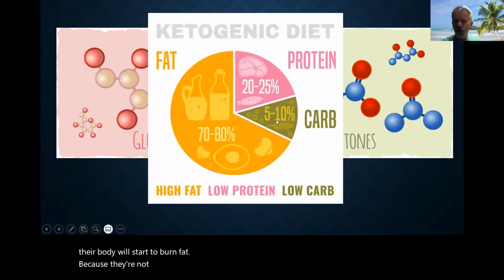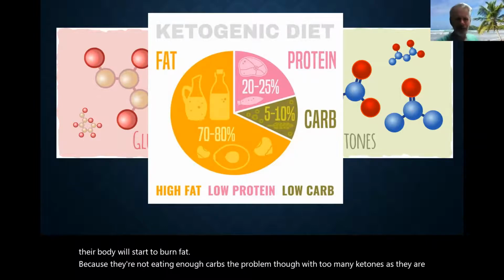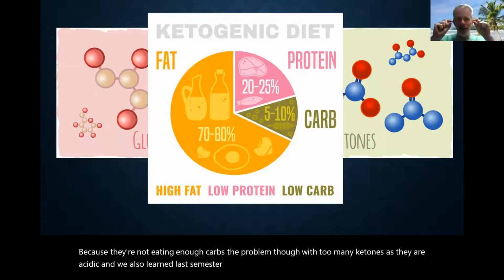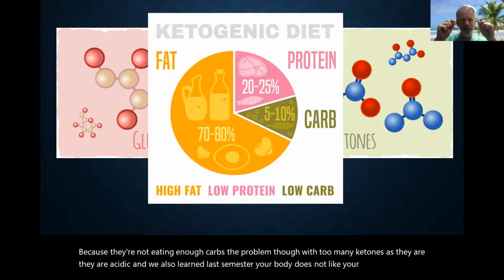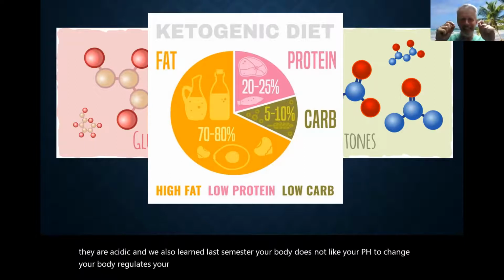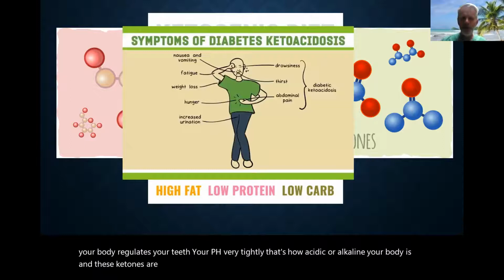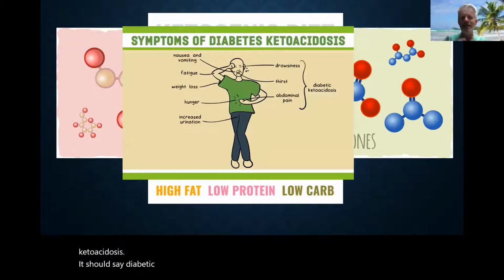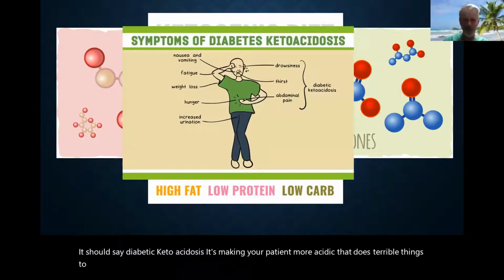The problem, though, with too many ketones is they are acidic. And we also learned last semester, your body does not like your pH to change. Your body regulates your pH very tightly. That's how acidic or alkaline your body is. And these ketones are acidic, and they will create this problem called, it says diabetes ketoacidosis. It should say diabetic ketoacidosis. It's making your patient more acidic. That does terrible things to their enzymes and their proteins.